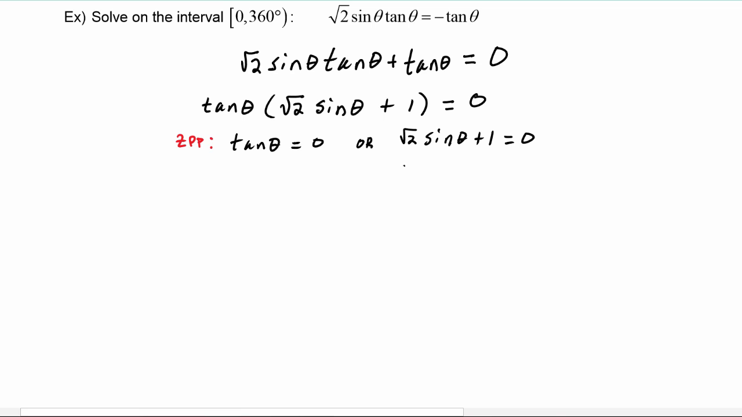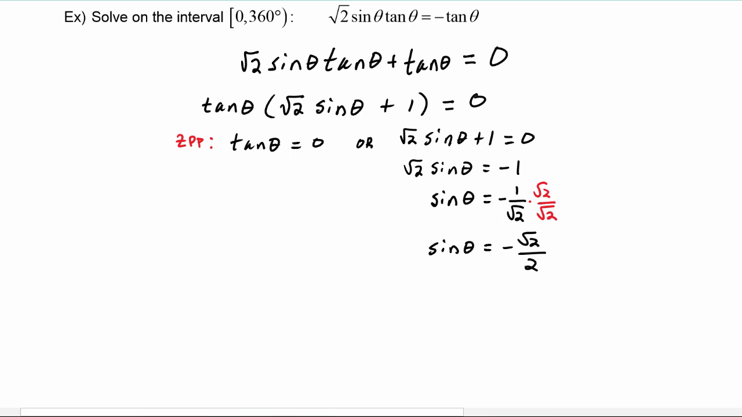We would subtract 1 from both sides, and now we have radical 2 sine theta is equal to -1. Next, we would divide by radical 2, so now we have sine of theta is equal to -1 over radical 2. To make this more recognizable, let's rationalize it. So now we have sine of theta is equal to negative radical 2 over 2. Let's go ahead and make this picture. We know if sine of theta is negative, then that means we have to be in quadrants 3 and 4.